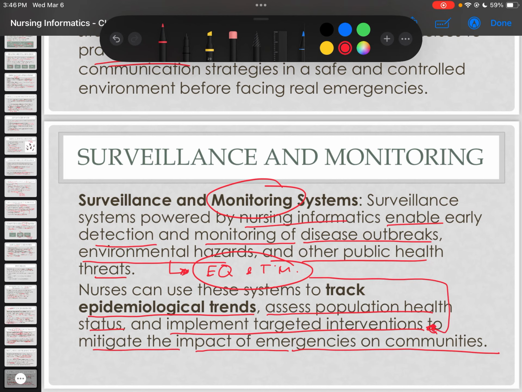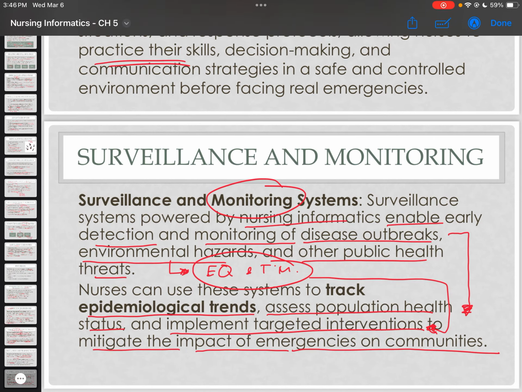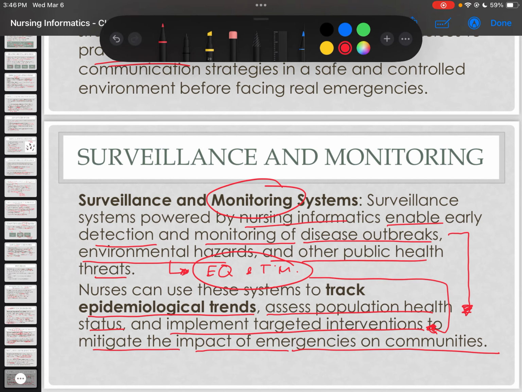Like for example, we have to leave, we have to evacuate, because there is a high tendency of a typhoon here. We can also use monitors for disease outbreaks. Like for example, in CHN, it is highly intertwined with our emergency services, because the community is usually the one affected, right? It's the community, so that is it.